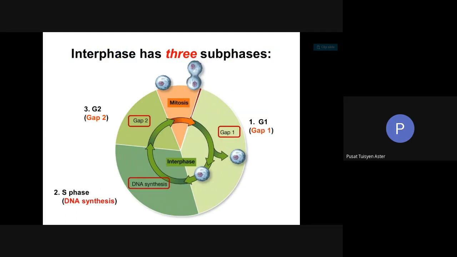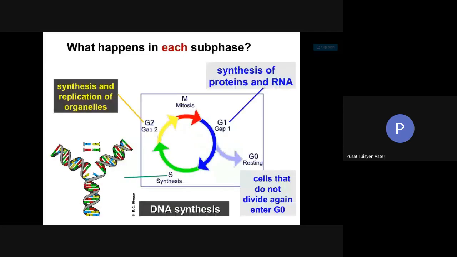Now, interphase ada tiga subphases. Okay, we call them G1, S phase and G2. So G1 comes first. Basically, it's growth phase number one. And then S phase is the DNA synthesis phase. And then G2 adalah growth phase number two. Macam tu je, alright? So what happens in each subphase? Very simple. In G1, synthesis of proteins and RNA.